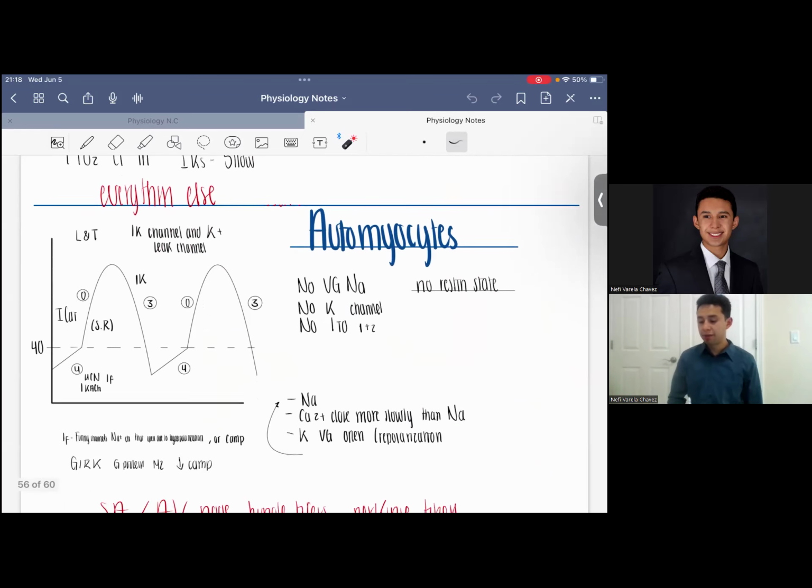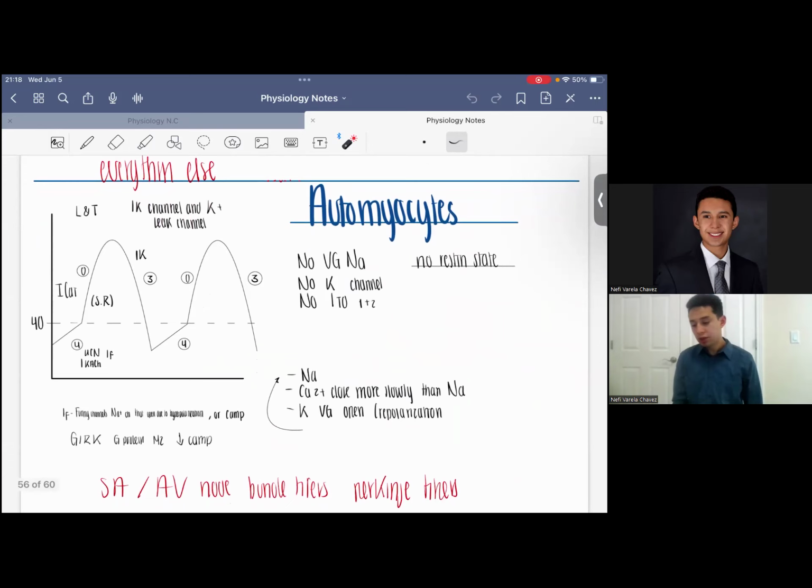And then autorhythmic cells. We want these cells to not stop. I'm going to erase this. Oh, I'm just going to move it.